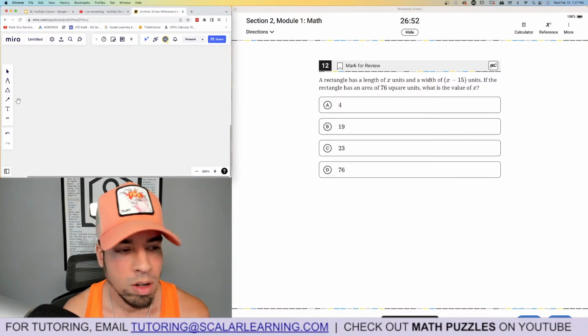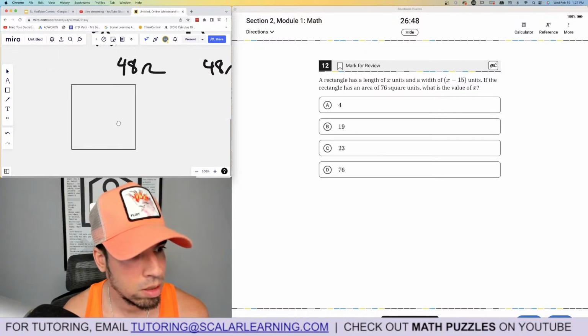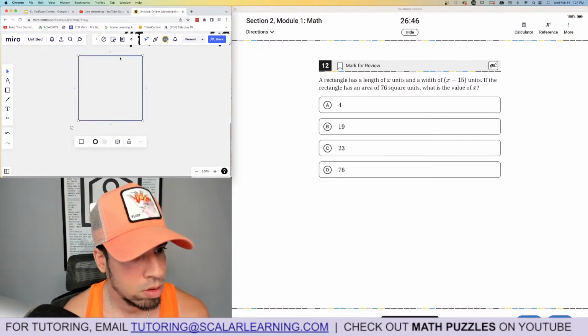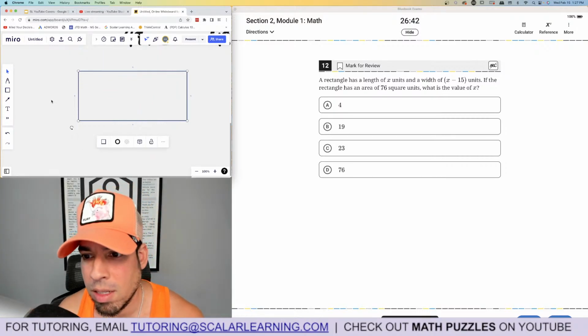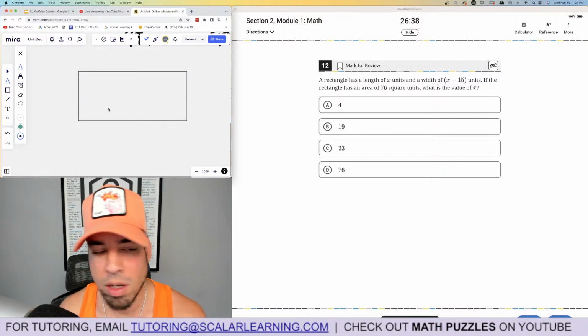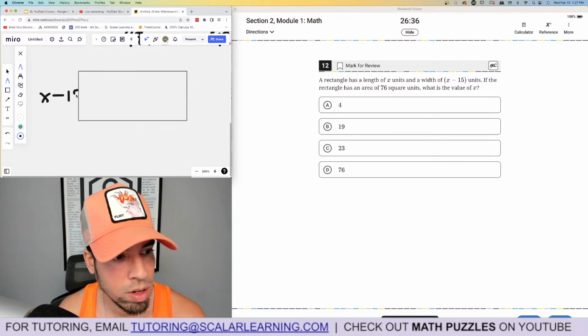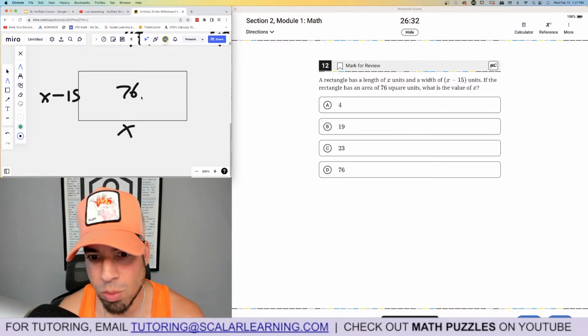All right. A rectangle has a length. Let's see this rectangle. A rectangle has a length of x units wide and a width of x minus 15. So x and x minus 15, right? If the rectangle has an area of 76, what is the value of x?